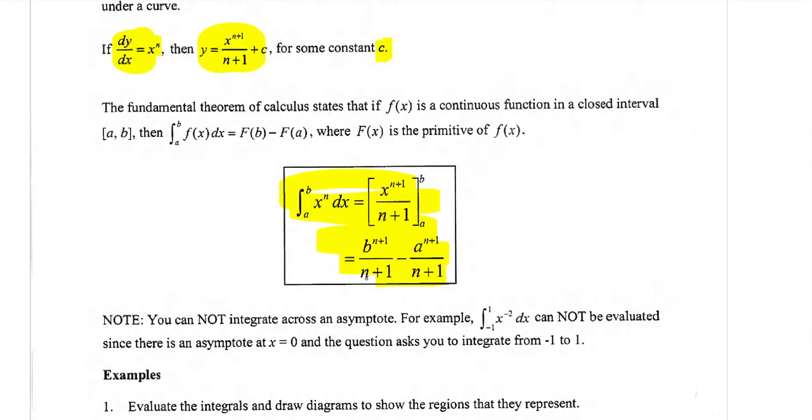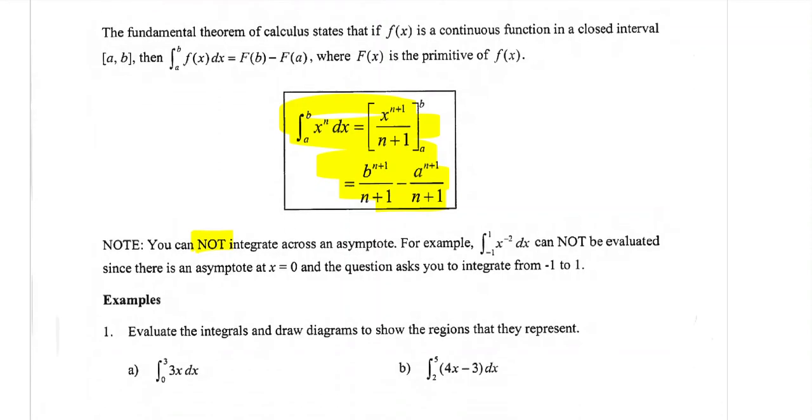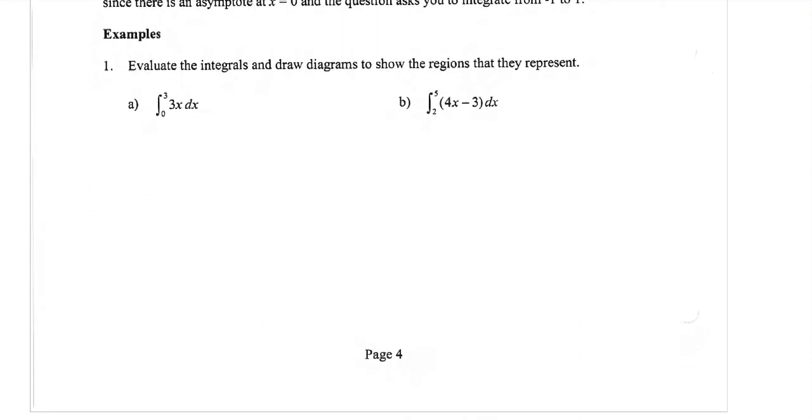So it says, note, you cannot integrate across an asymptote. If you know that you have a discontinuous point somewhere in your graph, you can't just integrate across it. It will not give you the correct answer. All right, let's do some questions.